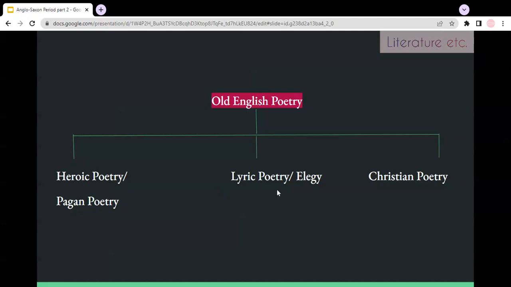Next is lyric poetry, which was elegiac in its theme, often sad, or it might be lamentation, so this can also be called elegies. And Christian poetry, as the name suggests, was religious poetry.